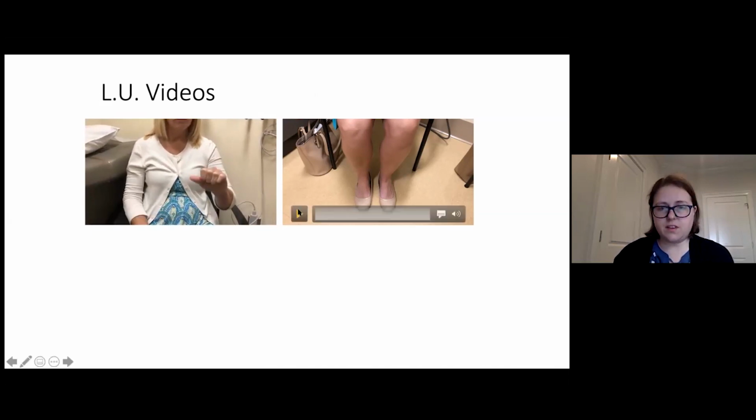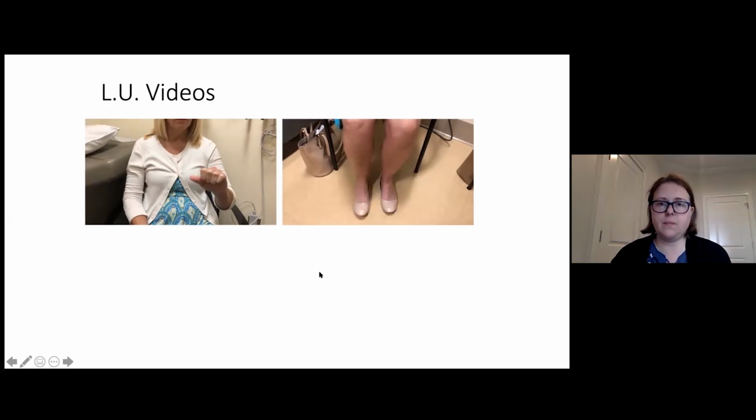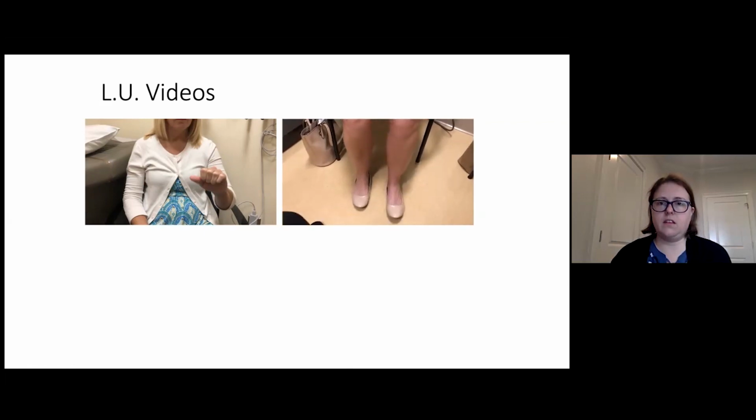Now here's another video where you'll see similar findings in her foot. Can you tap your toe on the right 10 times? And now on the left. So she's clumsy here, and the movements are small. Okay, good. Now stomp your foot on the right 10 times. Now on the left.